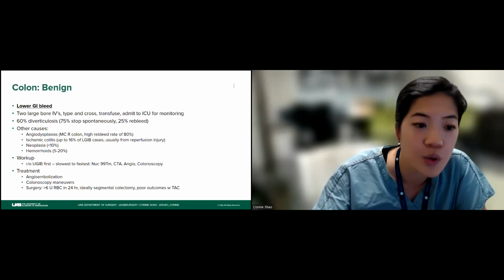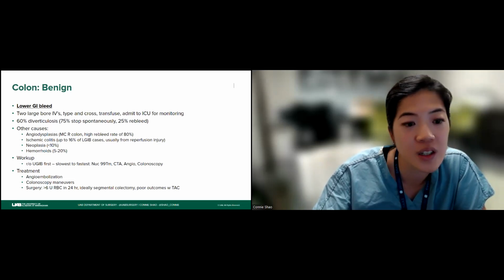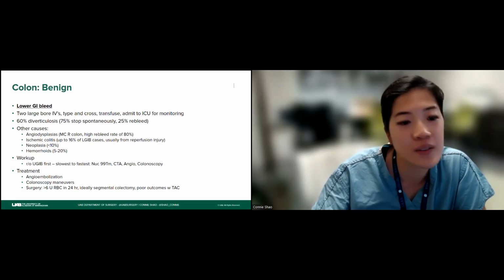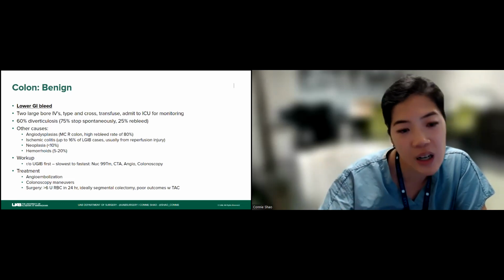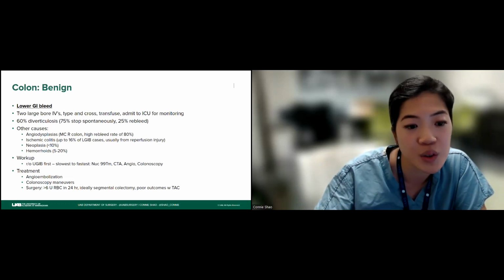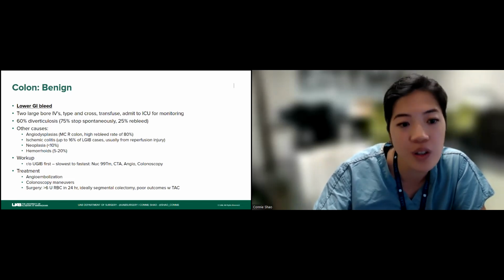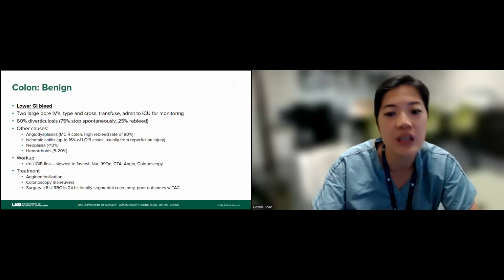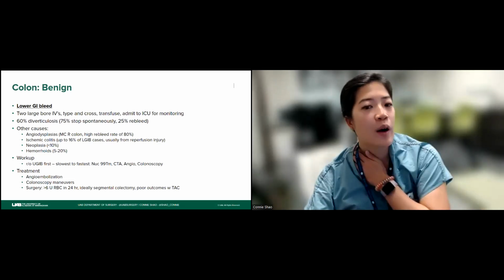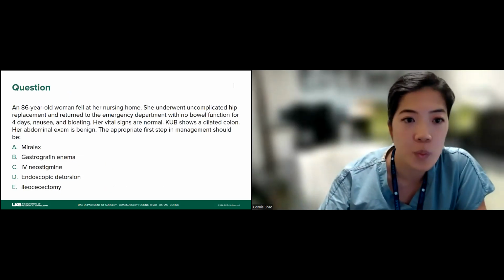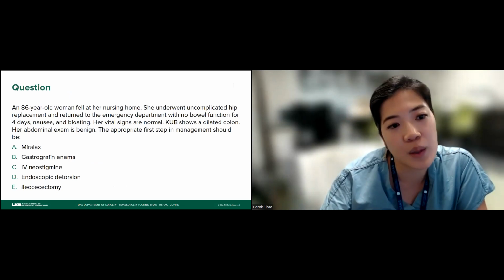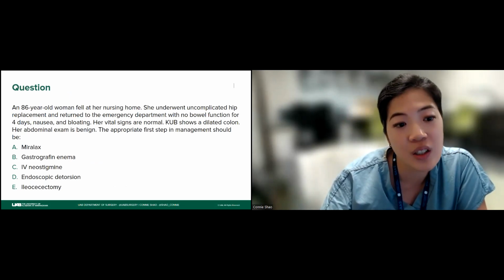So obviously with all these GI bleeds, you want to consider IR and colonoscopy, but then you have to create some kind of cutoff, and traditionally it's been 6 units of red blood cells in 24 hours, or if somebody's becoming unstable, then you would consider doing a segmental colectomy because people typically have pretty poor outcomes with a total abdominal colectomy. So here's a question about somebody that you're concerned about Ogilvie's essentially.